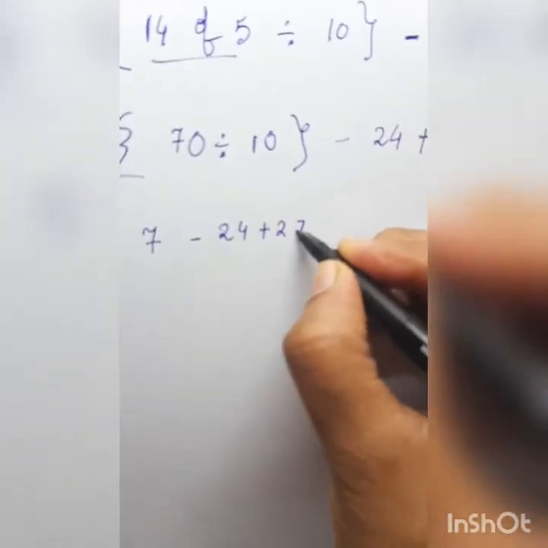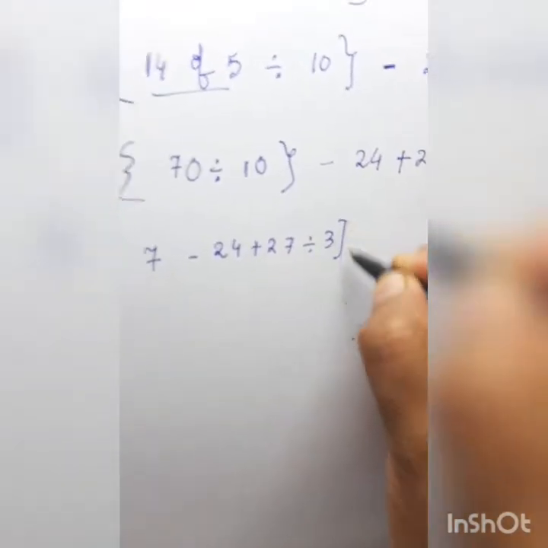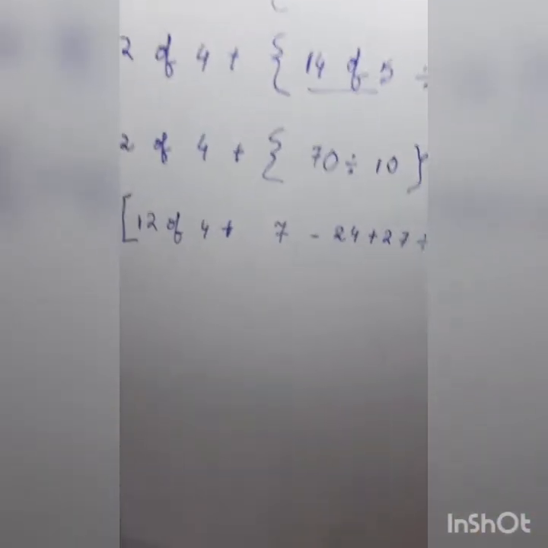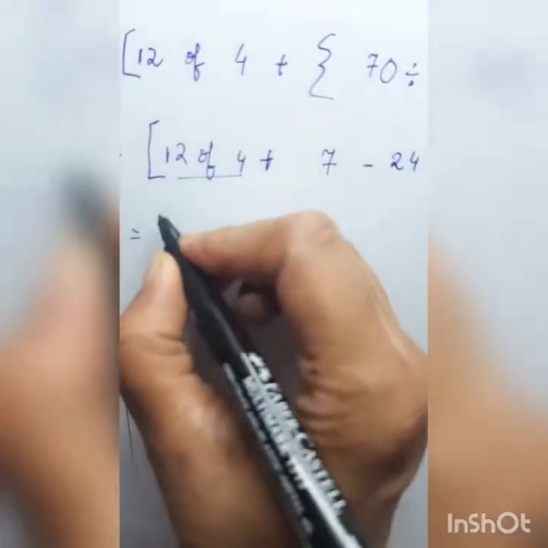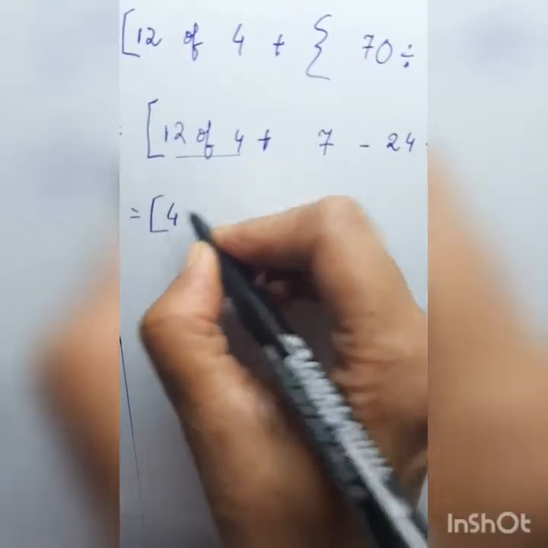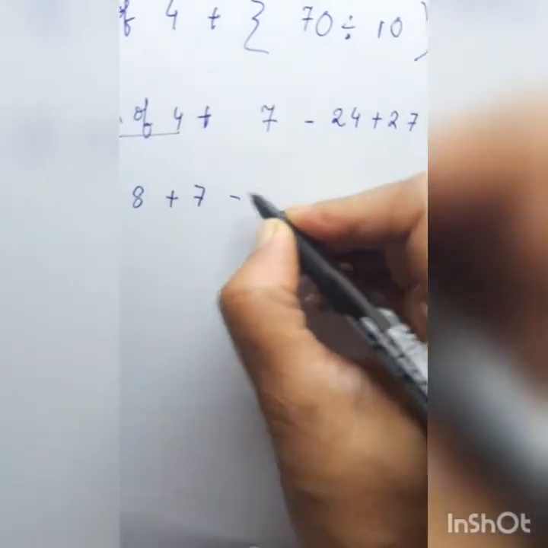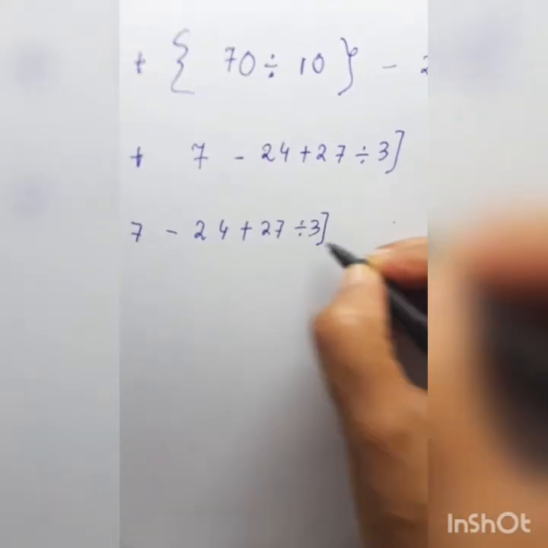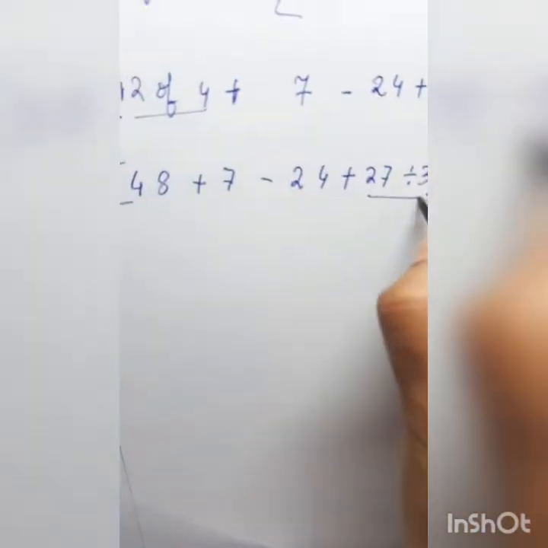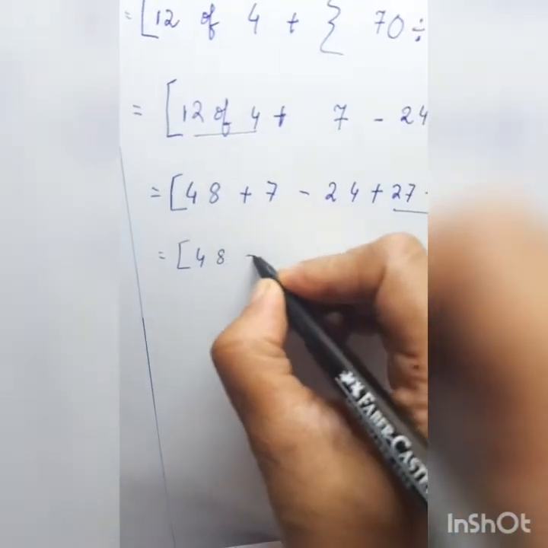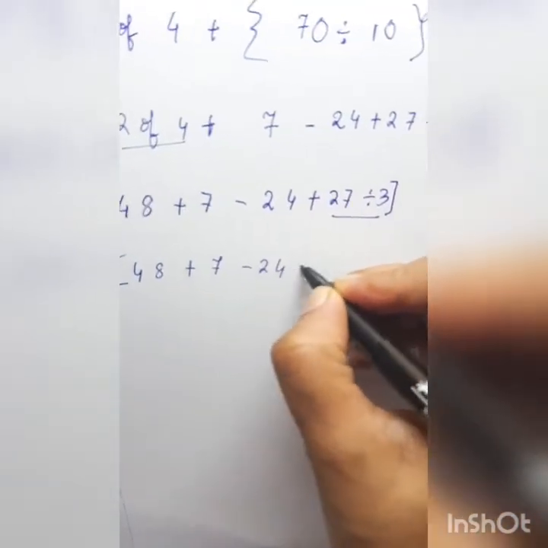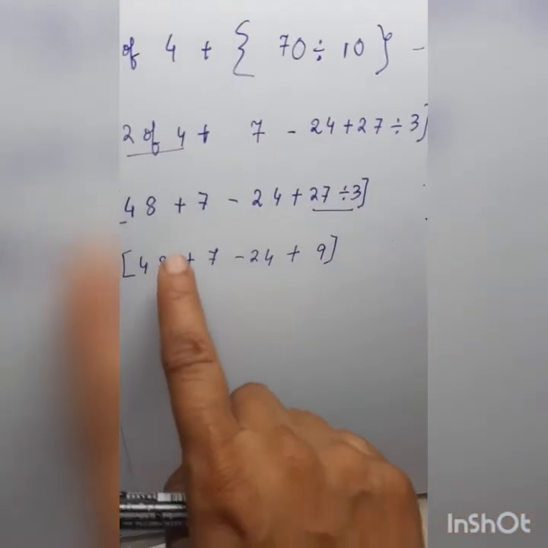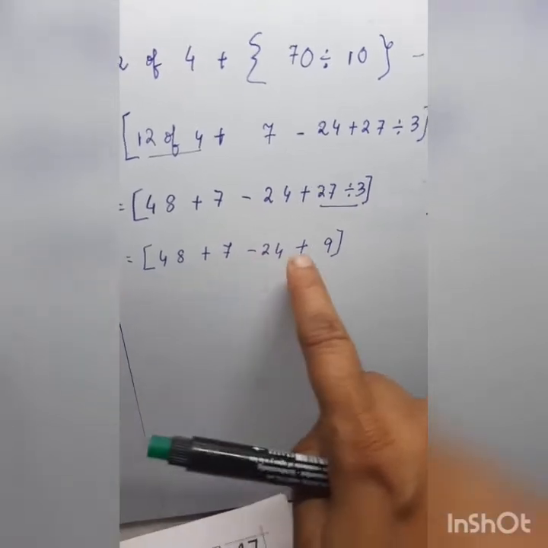Now what is left? Only the work inside the third bracket. The third bracket also I will have to follow the Bodmas rule. So according to Bodmas rule I have to do off first. So 12 4s are 48 plus 7. After off, what we have? Division. So I'll do division then in the next step. 3 9s is 27. Right? So now what is left? Only plus and minus. So I will rearrange now.